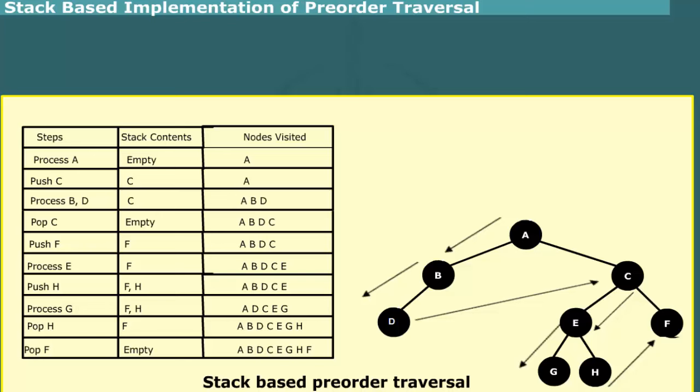Steps are summarized as: process A, push C, process B, D, pop C, push F, process E, push H, process G, pop H, pop F. Finally, the preorder traversal is A, B, D, C, E, G, H, F.